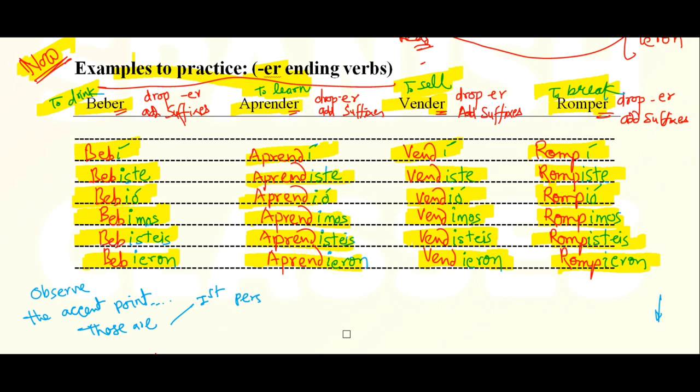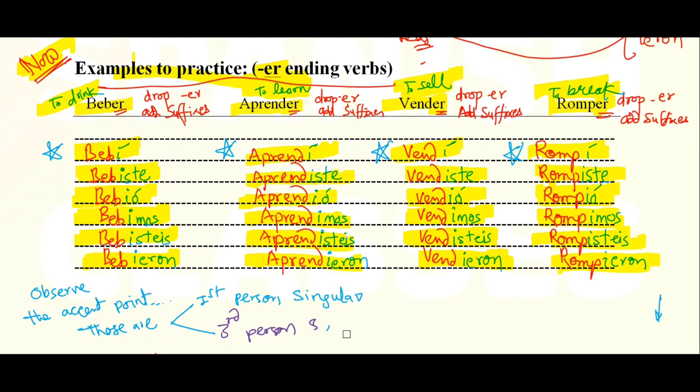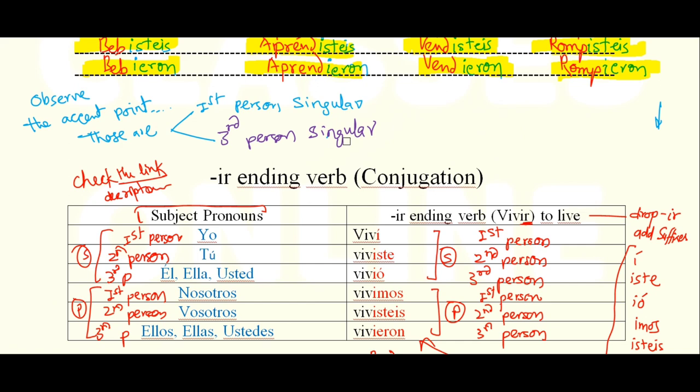See the accent points. First person, like bebí, aprendí, vendí, rompí, the first person singular, and third person singular. I highlight bebí, aprendí, vendí, and rompí. These are first person singular conjugations where we have an accent on the i. Second point, in third person singular, again we have to put an accent: bebió, aprendió, vendió, rompió. This point you have to remember for pretérito indefinido conjugations. First person and third person with an accent.